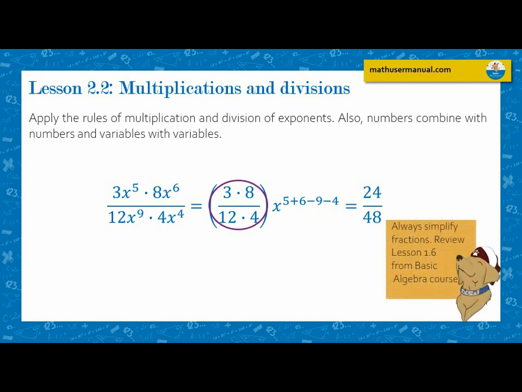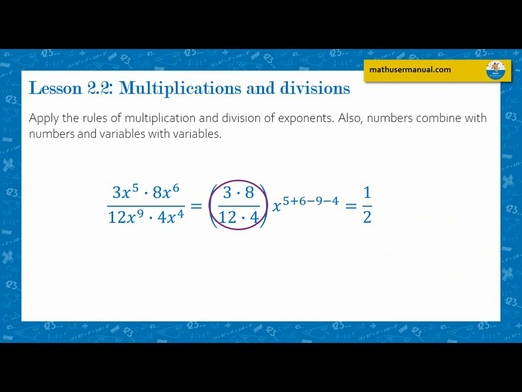But let's not forget that we always have to simplify our fractions. We can review lesson 1.6 from the Basic Algebra course on how to simplify fractions. But we always have to simplify fractions. So this 24 and this 48, we can divide them both by 24, and we're left with 1 over 2. So the simplified coefficient is 1 over 2.